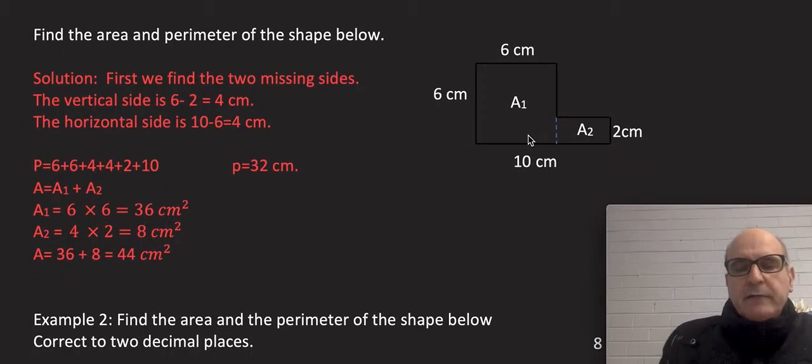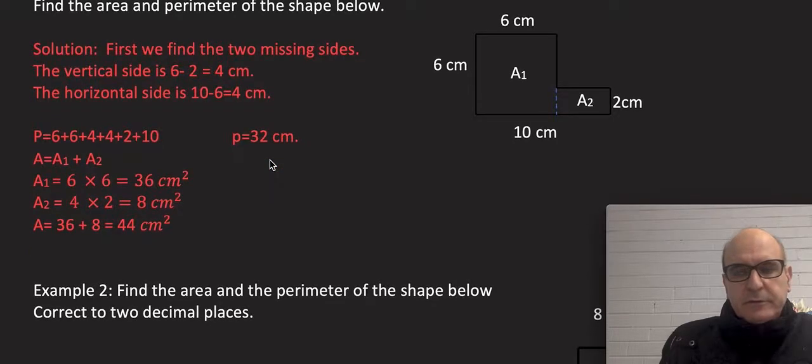Now we know that we can add them up to find the perimeter. I can start from here: 6 plus 6 plus 4 plus 4 plus 2 plus 10. If you add all of them up, you end up with 32. So your perimeter is 32 centimeters.